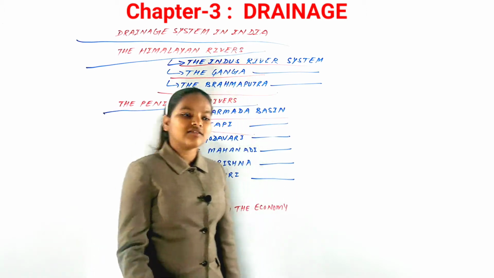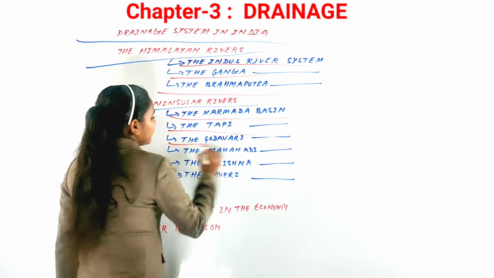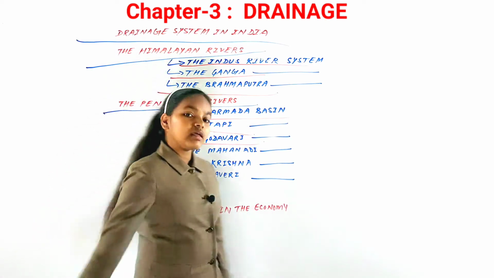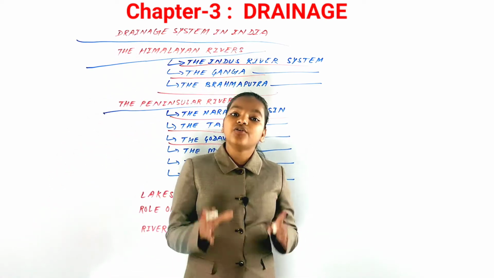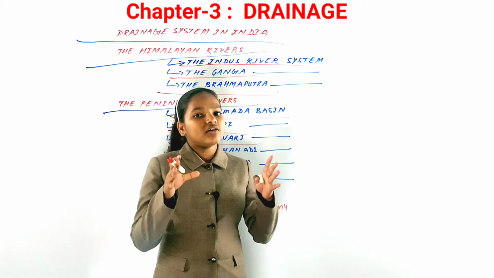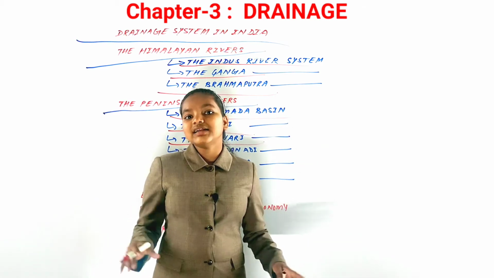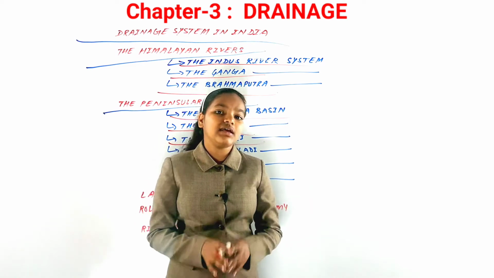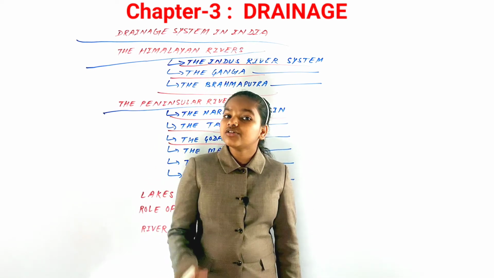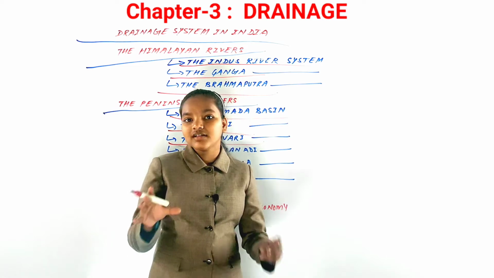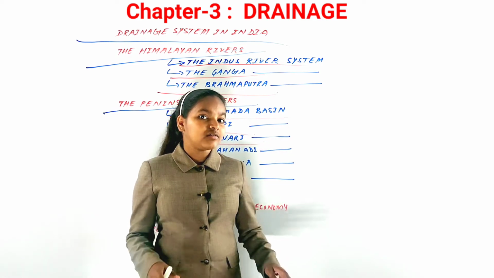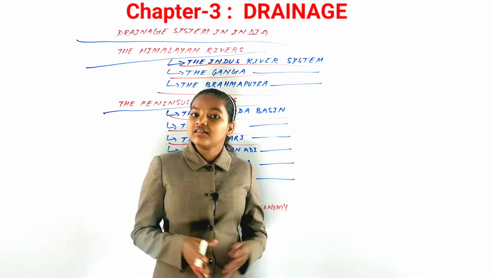Now the next basin is the Godavari Basin. The Godavari River is the largest river of our peninsular India. This is the largest peninsular river in our country. The Godavari River is the lifeline of the southern part of our country, of South India, because it is a very big river.